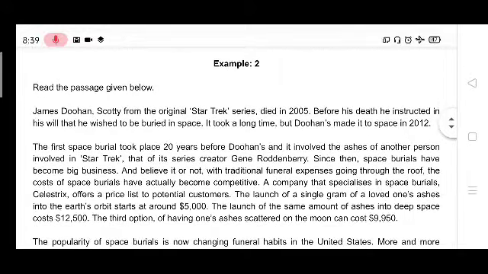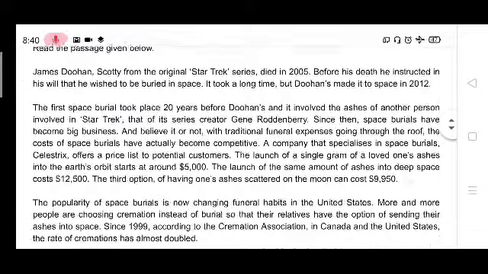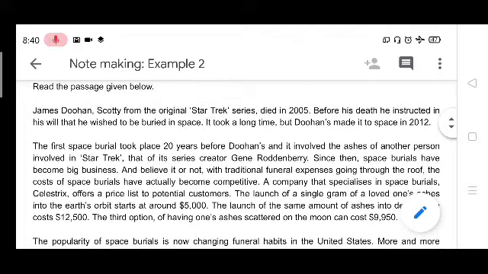I have written example 2 because one example we have already discussed in previous videos. Now this is the second example. So in exam you will get a passage like this. So you have to read the passage once and then again you have to read the passage, and while you are reading it for the second time you have to underline the important sentences which you want to write in your notes. Now let us see what this passage is about.